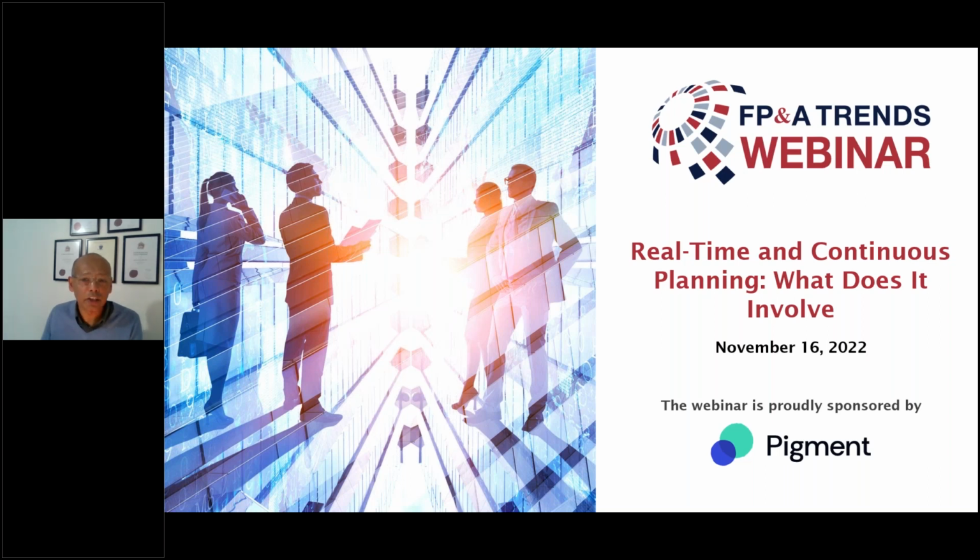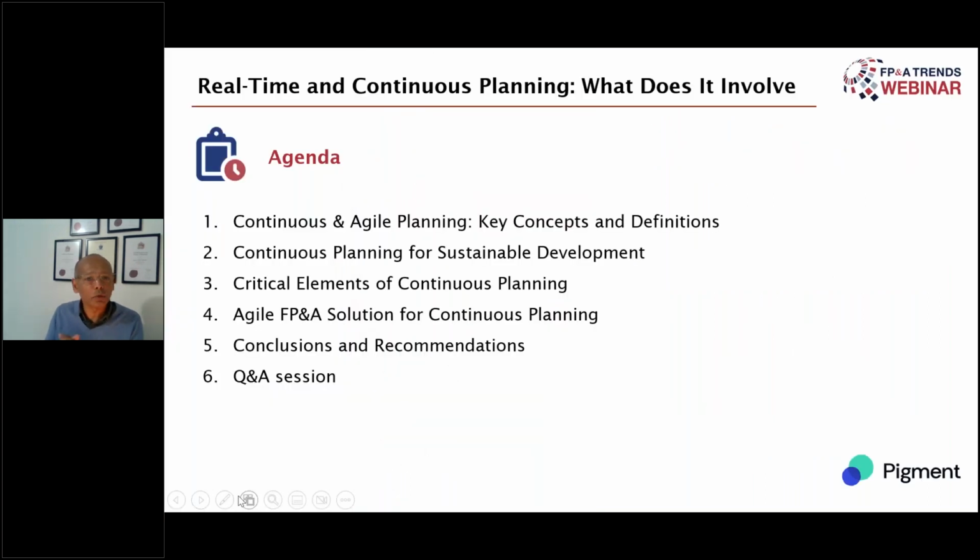And we've got a packed agenda for you too. So let us look at the agenda itself. What have we got in store for you? Today we'll look at continuous and agile planning, the key concepts and some definitions. Continuous planning for sustainable development: what does that look like? What are the critical elements for us to do continuous planning? And then our third presentation will be on FP&A solution. What does an agile FP&A solution look like for us to be able to do continuous planning? After that, we will do some conclusion and recommendations, and then we have a fantastic Q&A session towards the end.